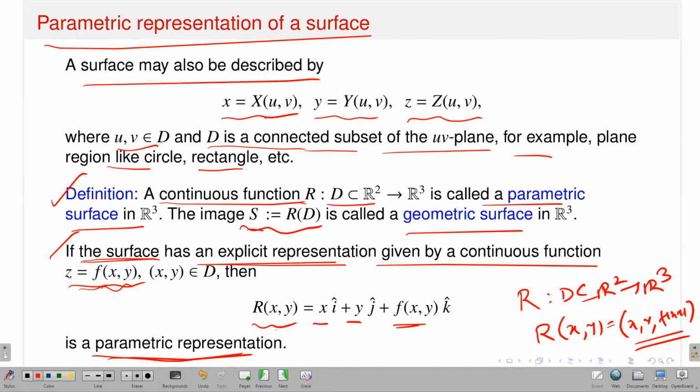Therefore, if the surface has an explicit representation given by the continuous function z is equal to f of x, y, then I can have the parametric representation of the surface. That means I have the parametrization capital R, which is defined this way: x times i cap, y times j cap, and z should be replaced by the function of x, y, that means small f of x, y times k cap. Okay. So if I have an explicit representation of my surface, then I can have the parametric representation, and that is very nice. So R of x comma y is nothing but x comma y comma f of x, y, small f of x, y. Okay. So that small f is nothing but the explicit representation of my surface.